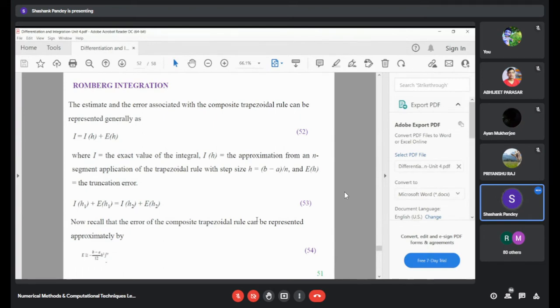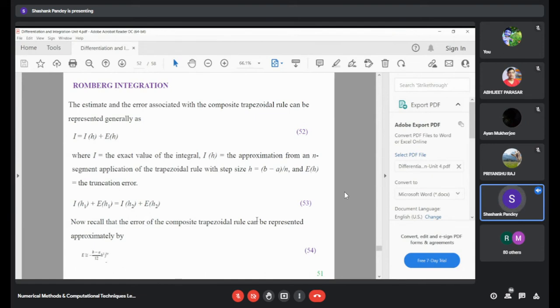Now, depending on the step size, the accuracy of the integral will depend upon this. So suppose that we have two step sizes, that is h1 and h2. We will substitute in this equation number 52, so we will get the exact value of the integral. But you see here, we have taken two intervals, h1 and h2, which is given by equation number 53.